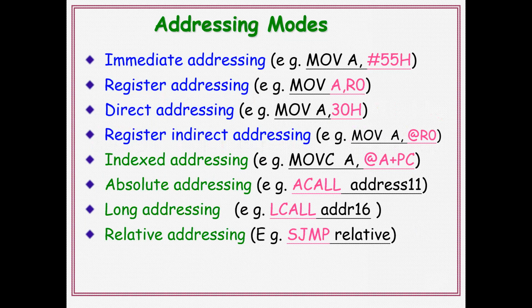The first addressing mode is immediate addressing mode, the second is register addressing mode, the third is direct addressing mode, the fourth is register indirect addressing mode, and the fifth is indexed addressing mode. The sixth is absolute addressing mode, the seventh is long addressing mode, and the eighth is relative addressing mode.